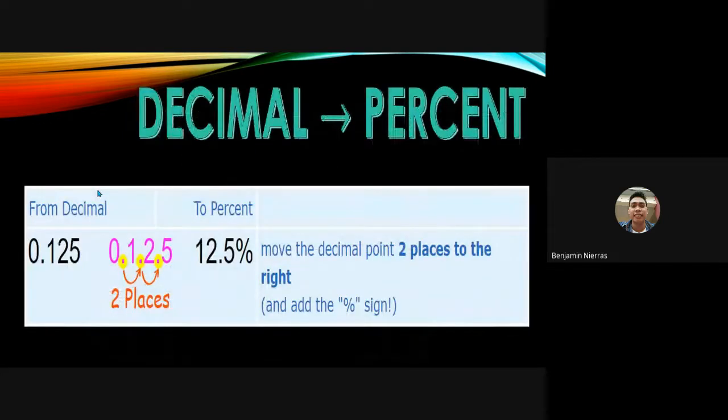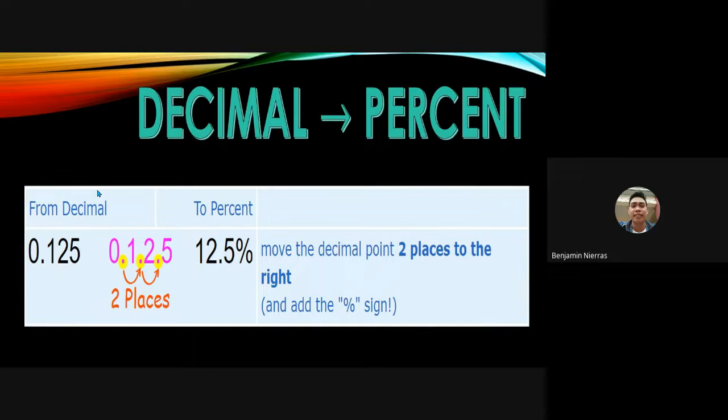Let's go to the first one, decimal turning into percent. Suppose we have the example 0.125 in decimal, and we want to make it in percent. As you can see, we move the decimal point to the right. We have the decimal point between 0 and 1, and we move it to the right twice, so the decimal point will be between 2 and 5. So 0.125 in decimal is equivalent to 12.5% in percent form.